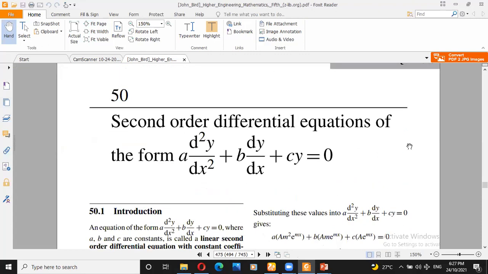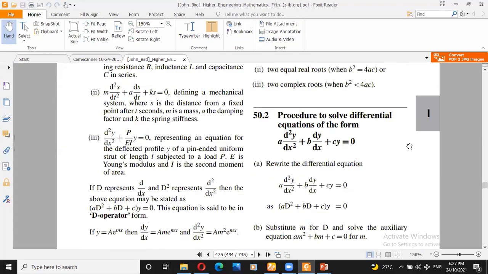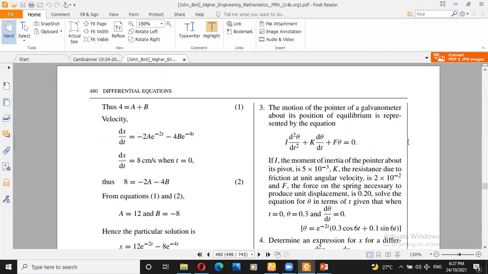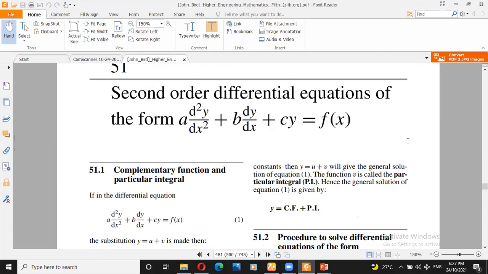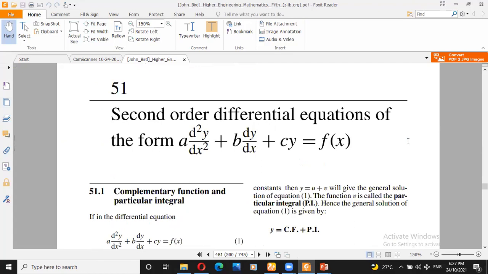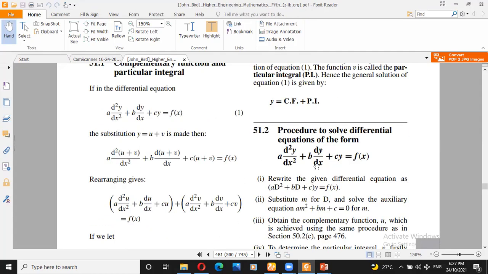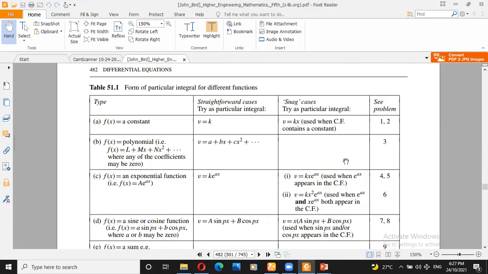So all of you go back to page 474. You will see it. Let's now go to chapter 51. You see now the case of non-homogeneous. This is the first case that we are trying to study now. This is the case where f of x is a constant.